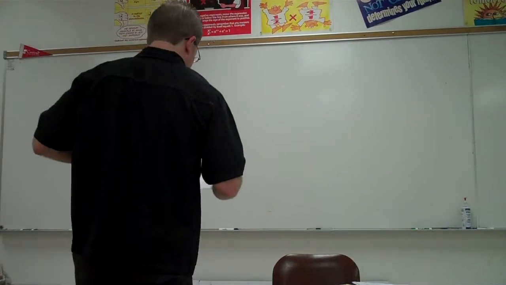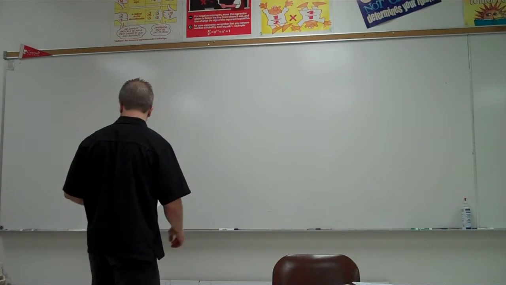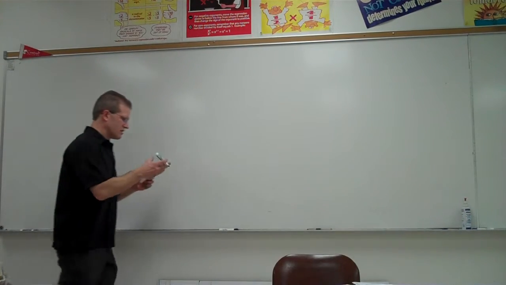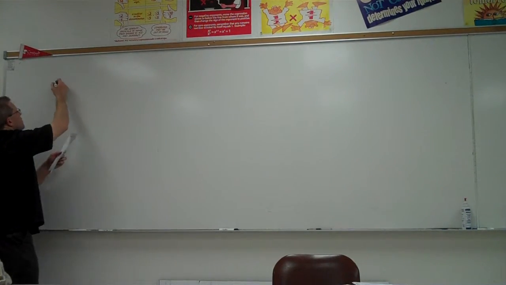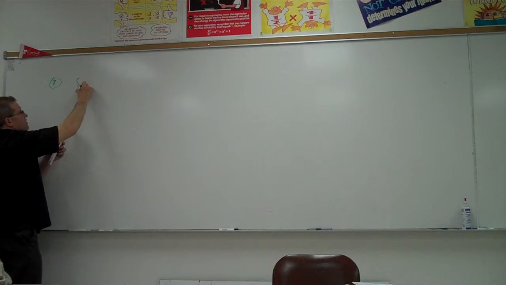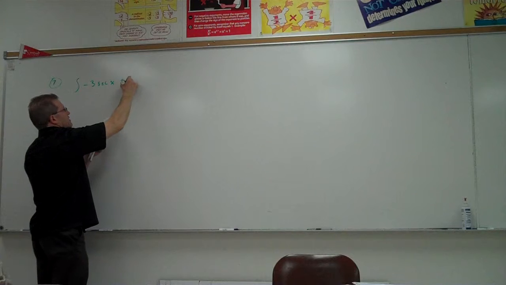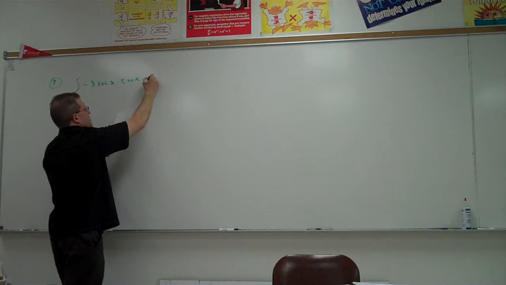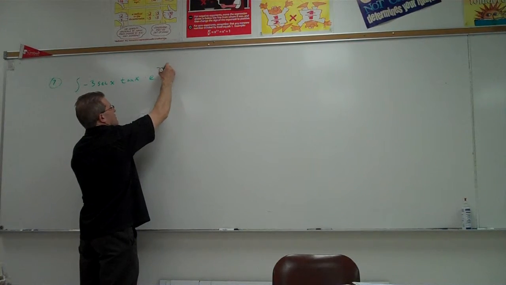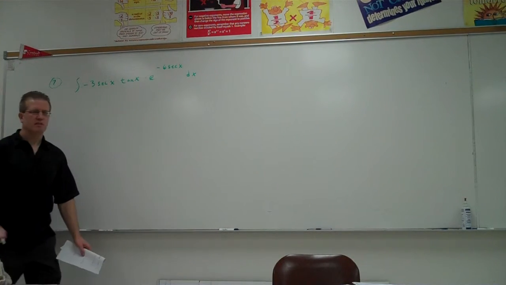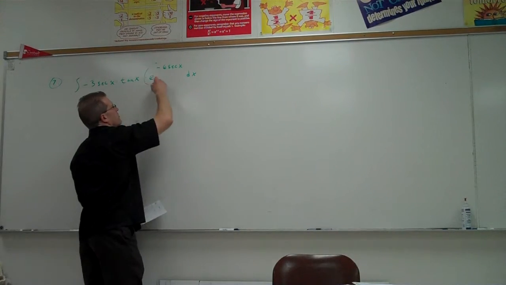All right, this is benchmark 7, chapter 6 review packet. Let's start with number 7. Number 7, you're doing the integral of -3 secant of x times tangent of x times e to the negative secant of x power dx. Now, anytime you see an e in the problem, you might want to just circle that.